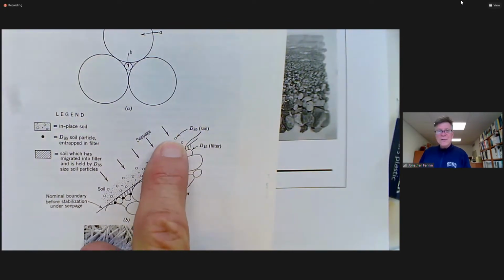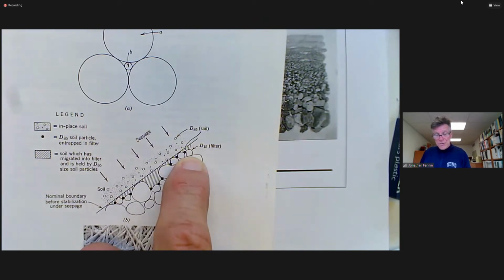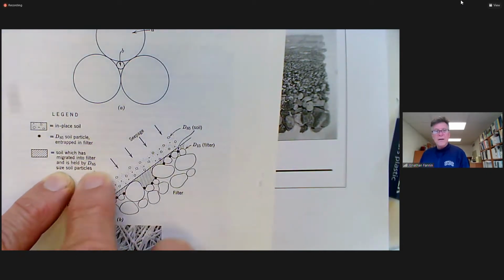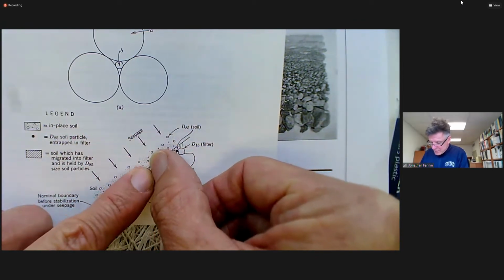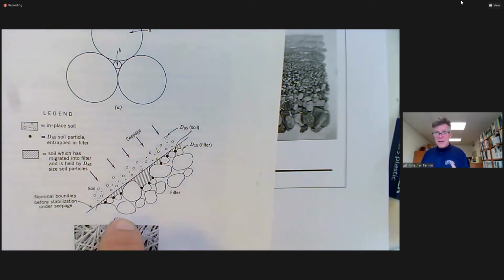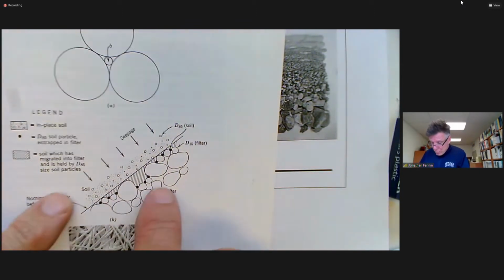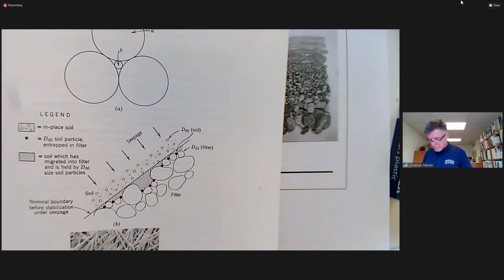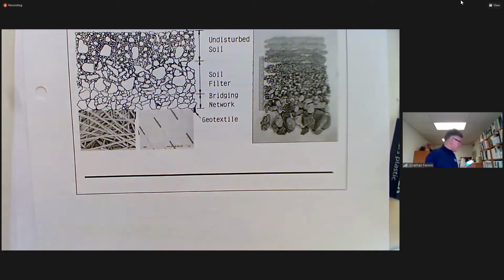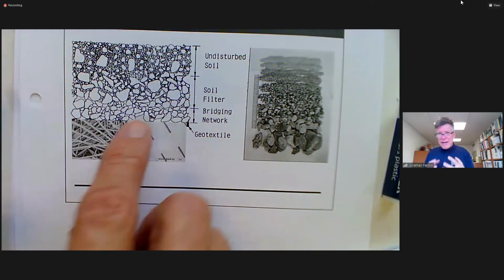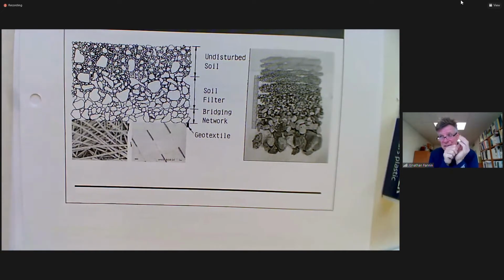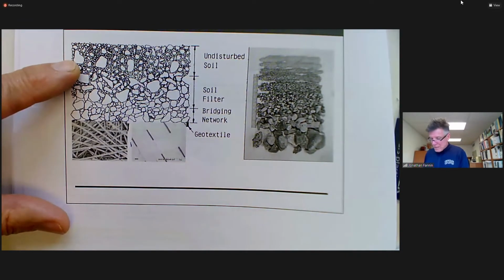There's the D85 of the soil, the D15 of the filter. Now that's really a surrogate for an opening size. And look, here's soil which has migrated into the filter and is held by the D85 soil particles. So you start with one arrangement and you set up this filter interface. And it too will be based on this bridging pore architecture structure. Okay, so we say thank you to Cedergren for that. Back on the bookshelf, and we now realize, is it a conceptual model? Is it a system? How the system is working? But this is what we're endeavoring to capture.